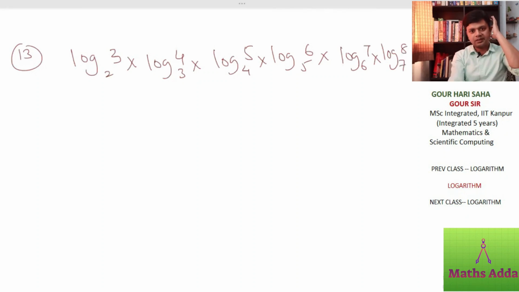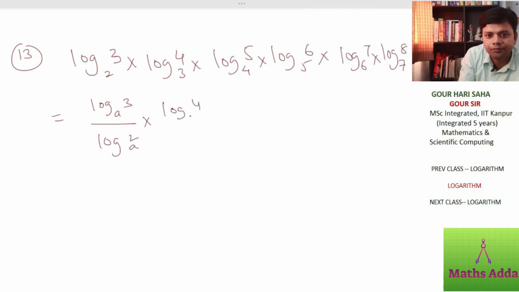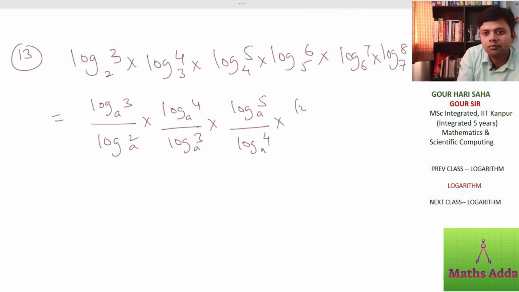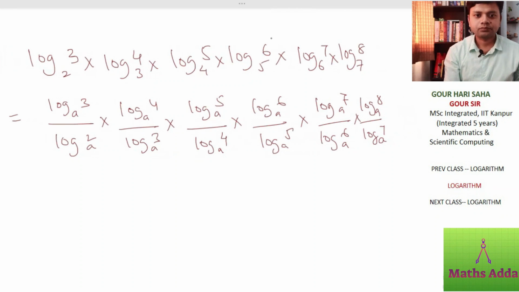I want to simplify this question number 13. If you got the previous question, this question will become very easy. I see 3 here, 3 here, 4 here, 4 here. So the first one I will write as log 3 base any base a and log of 2 base a. Similarly write all of them. This is how we will apply the base change formula.